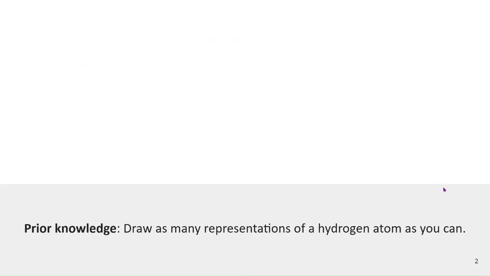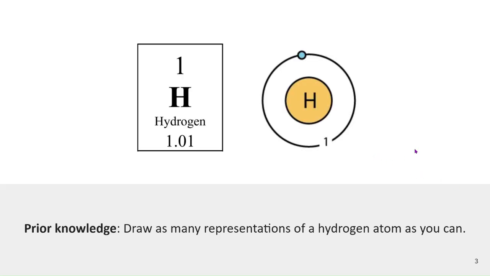So today, I would like to start by having you draw as many representations of a hydrogen atom as you can. Feel free to look at the periodic table if you want. There are really no wrong answers here. I just want you to try and come up with as many representations of hydrogen as you can. So take a second, pause the video, and in your notebook, write down as many as you can think of.